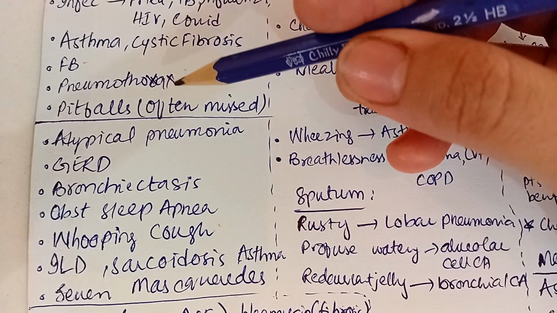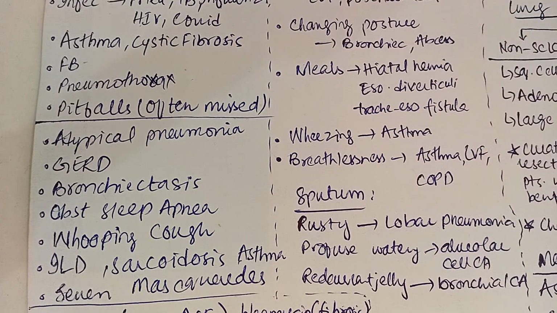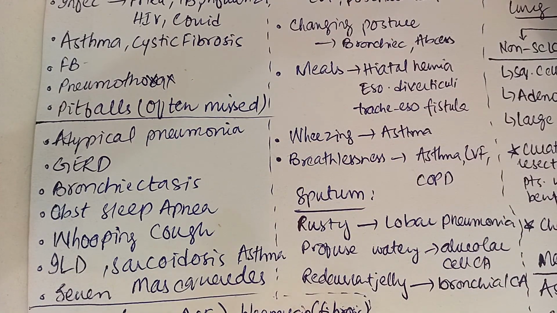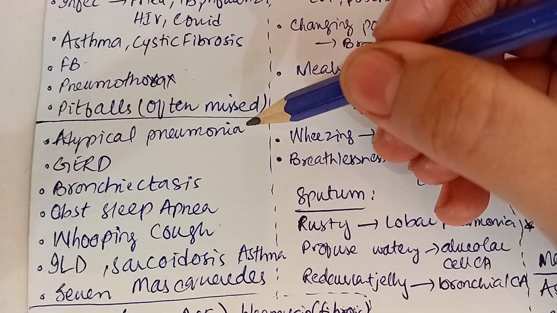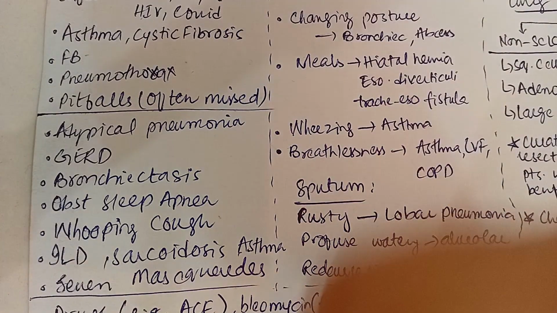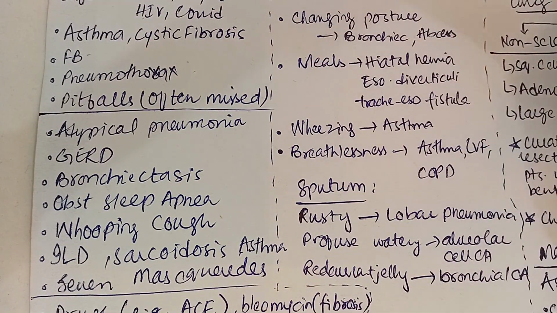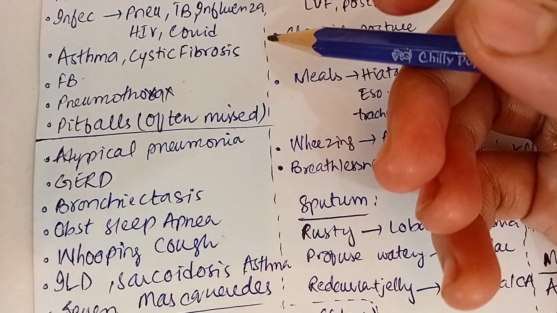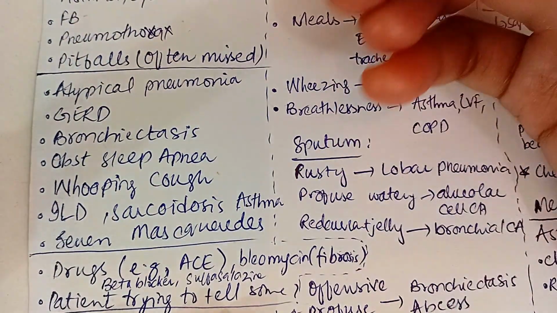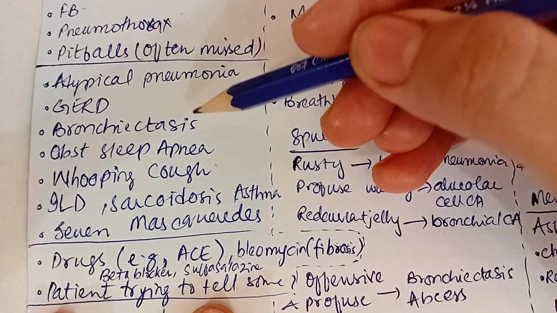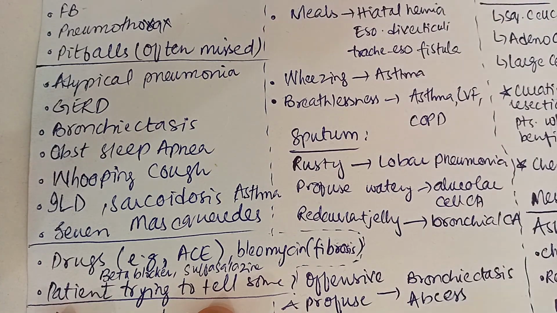The pitfalls are the disorders which often get missed and ignored. Number one, we have atypical pneumonia, because the features are very atypical and non-specific in comparison with typical pneumonia, which has classical symptoms. Symptoms can be systemic. Then we have gastroesophageal reflux disease, especially if the patient is complaining of cough at night and on lying down. Bronchiectasis can be one of the disorders which often get missed.